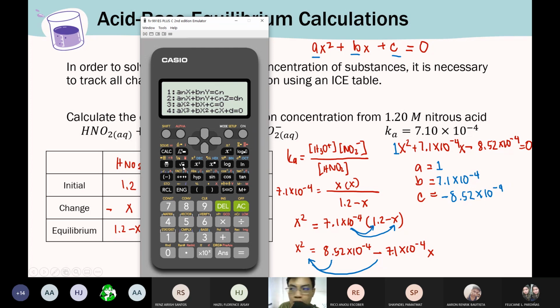For class whiz people, ang itatanong sa inyo is yung polynomial, and then number of degree 2. Okay? Kasi naka-x square tayo. So we choose degree 2 or ax square. So the coefficient of A is 1. Coefficient of B is 7.1 times 10 raised to negative 4. And the value of C is negative 8.52 times 10 raised to negative 4.